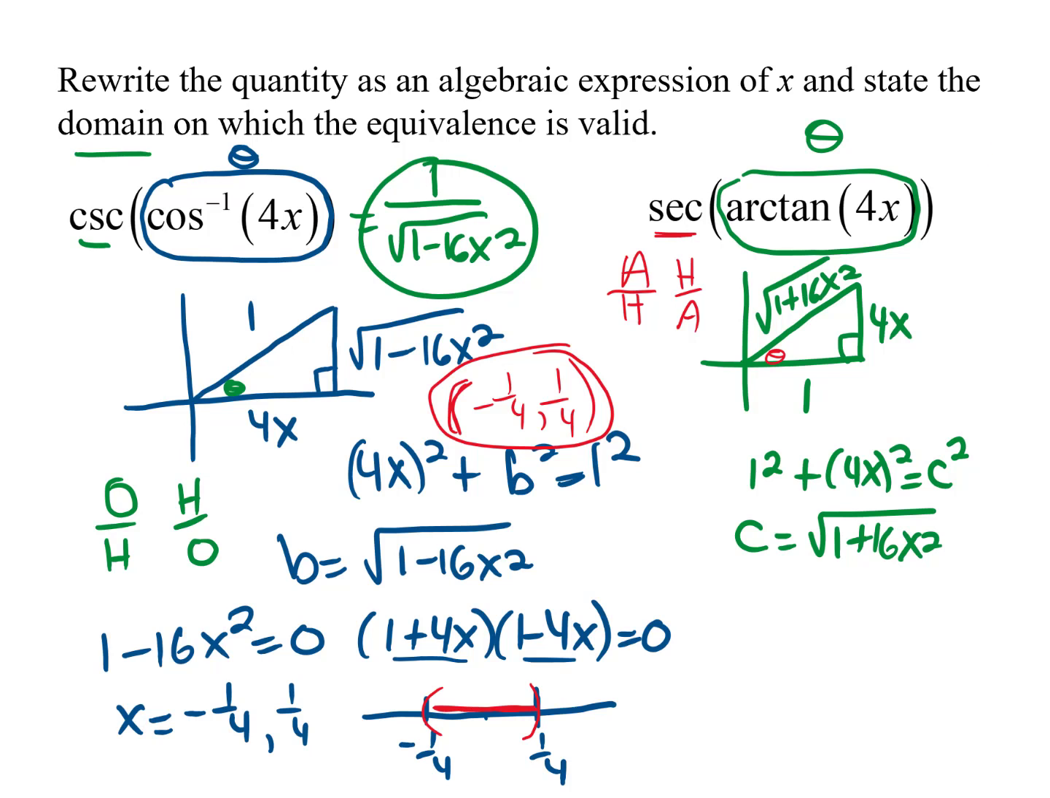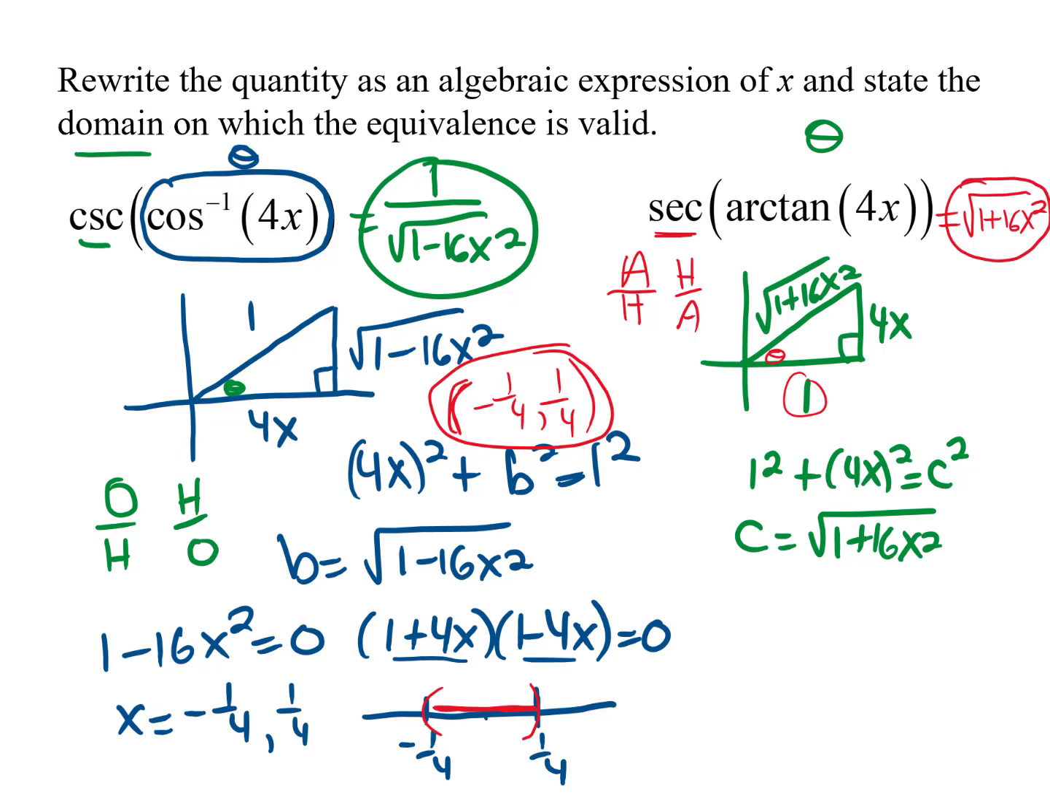Let me move this out of the way so I can put the answer. So the answer is hypotenuse, which is square root of 1 plus 16x squared over adjacent, but adjacent's just 1, so we don't need to put that. So there is our solution.